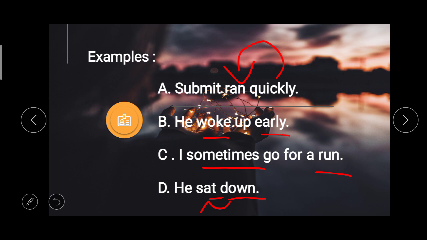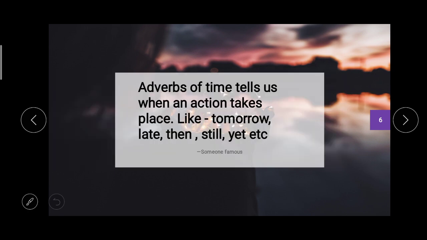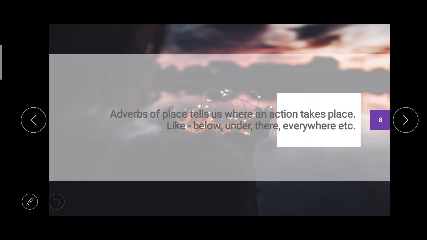Now let me show you the definition of all these types of adverbs for your better understanding. Adverbs of manner tell us how an action takes place, and to form them, we add ly to an adjective. Adverbs of time tell us when an action takes place, like tomorrow, late, then, still, yet, etc. Adverbs of frequency tell us how often an action takes place, like daily, often, rarely, never, etc. And adverbs of place tell us where an action takes place, like below, under, there, everywhere, etc.